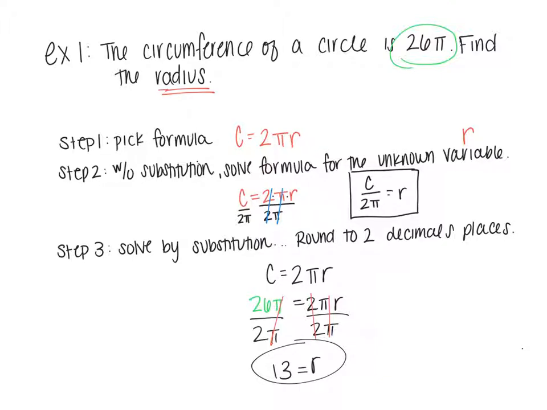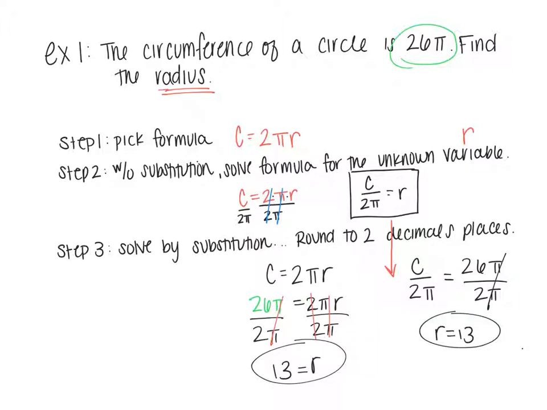You also could substitute in right here. So where it says c divided by 2 pi equals r, well, I know c, so I could go ahead and substitute into this equation, since I already solved for r, which would be 26 pi over 2 pi, and then they would still cancel, and I would get r equals 13. So you would do the same thing whether you want to substitute into step 2's equation or into step 1. It will still give you the same answer.